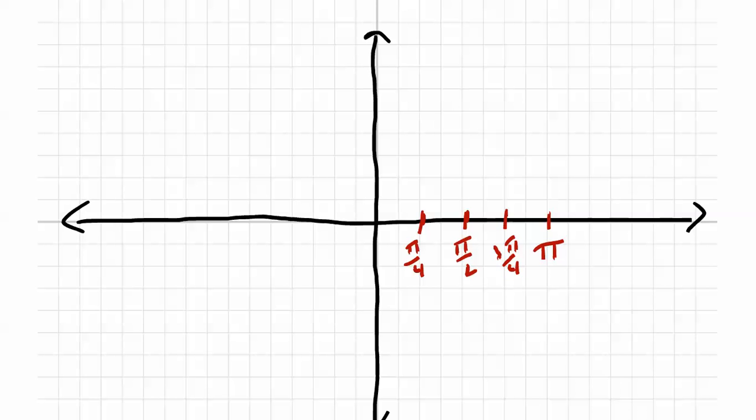So again, what did I do? I took my period and went out 4 tick marks. I'm going to go to the left as well. So this would be negative pi, negative 3 pi over 4, negative pi over 2, and negative pi over 4. Alright, so there's my starting spot.